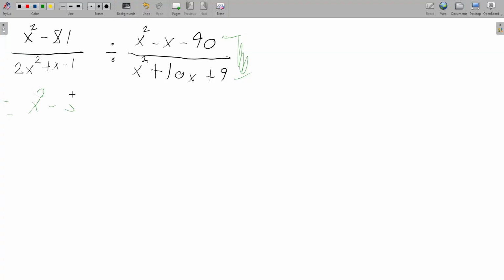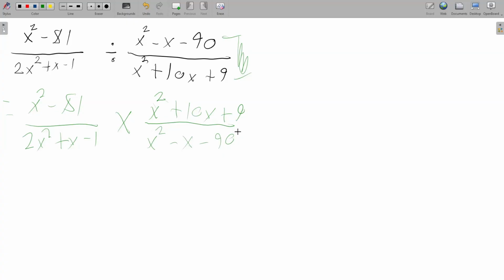2 minus 81 divided by 2x squared plus x minus 1, multiplied. That's, I guess, a multiplication. I could use a better sign instead of x because we're dealing with x's, but flip it, right? So x squared plus 10x plus 9 over x squared minus x minus, right? So that's all you're doing. And so now you have just a multiplication problem, right?